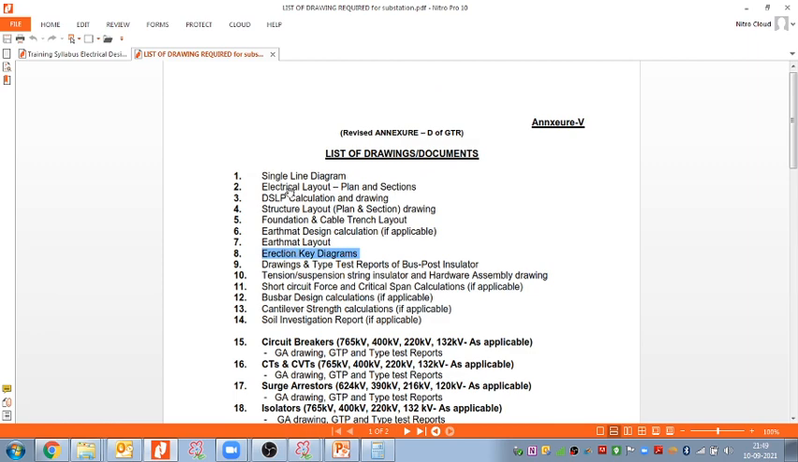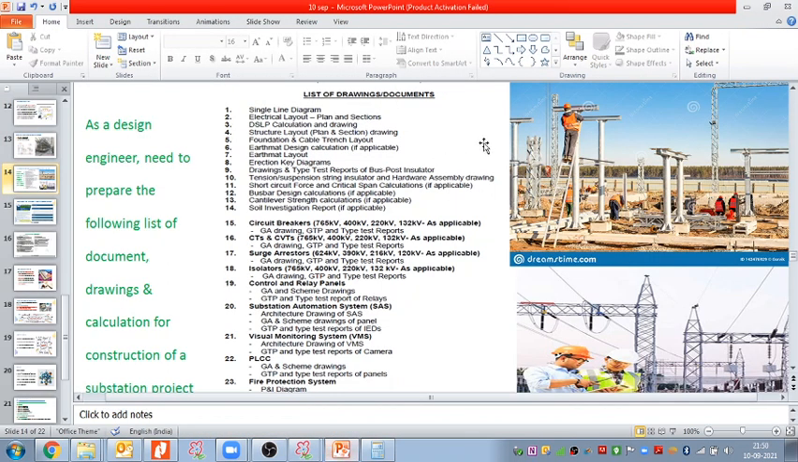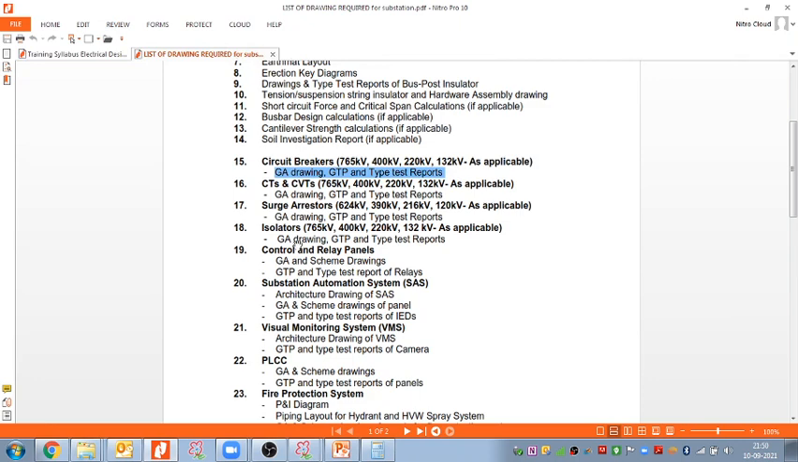So this is the list of drawings. For the equipment that we use in the substation, like circuit breaker, their GA drawing, GTP, and the type test report. GTP stands for guaranteed technical particulars. So for every equipment, GA drawing, GTP, type test report, we have to review and approve, and the same drawings we have to submit to the final client, the owner of this plant, and the client will again review and approve. This document is required from the circuit breaker vendor, the manufacturing company like Siemens, GE, ABB. That document we have to take from the vendors, but we have to review.